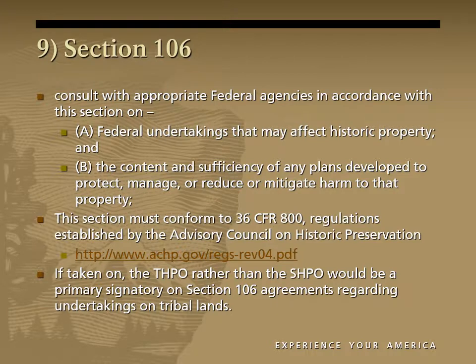Function 9 is generally referred to as the Section 106 function, to consult with appropriate federal agencies in accordance with this section on federal undertakings that may affect historic property, and the content and sufficiency of any plans developed to protect, manage, or reduce or mitigate harm to that property. It is separate and distinct from any review function that the tribe may be carrying out pursuant to its own tribal authority.